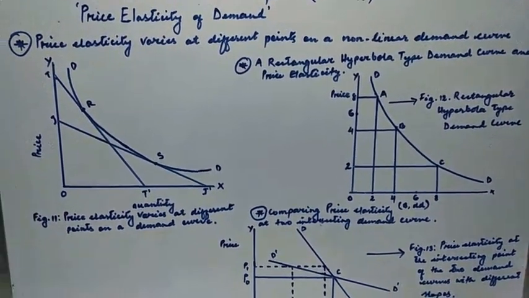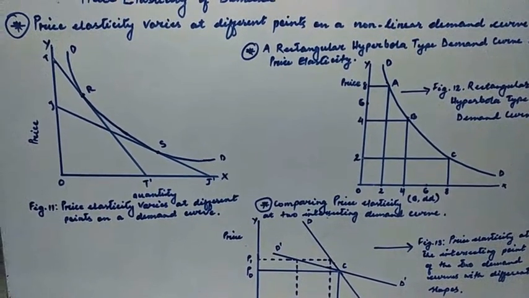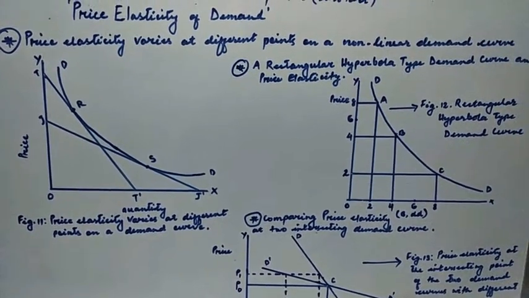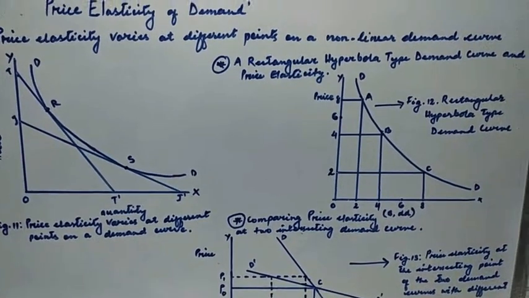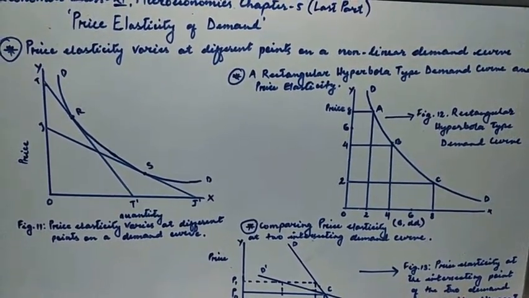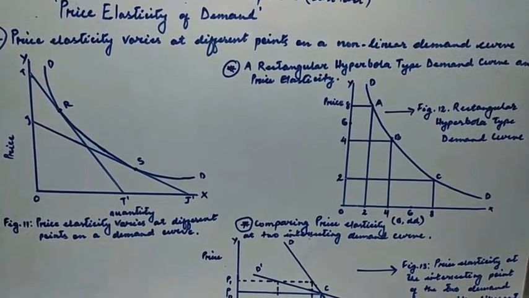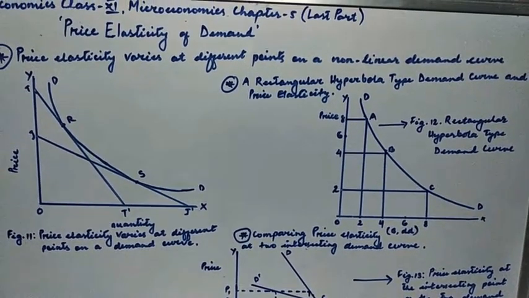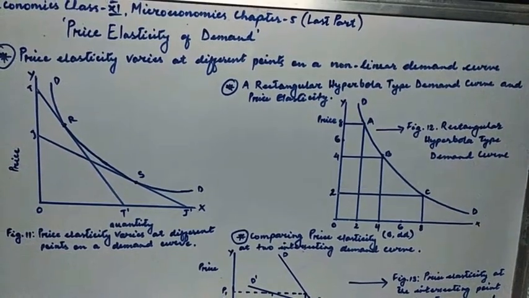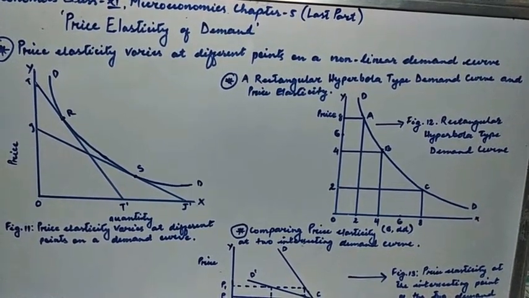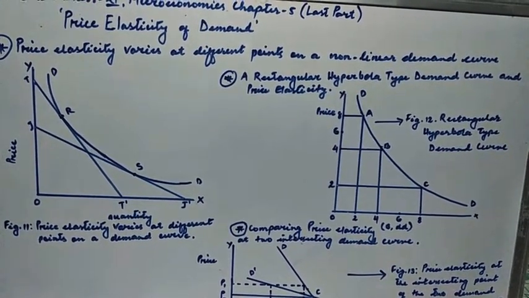In the previous class, we discussed the measurement of price elasticity through a geometric method, and then we proved the point elasticity formula. We measured price elasticity on a non-linear demand curve, and found that on a linear demand curve, elasticity varies from 0 to infinity. So we have discussed the measurement of price elasticity through the geometric method, and also measuring price elasticity on a non-linear demand curve.